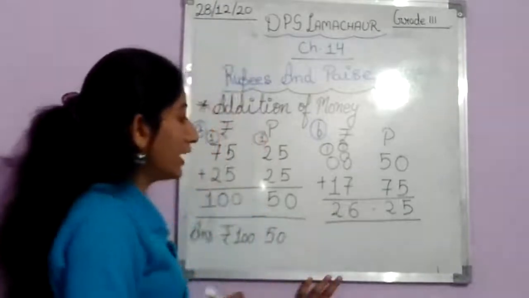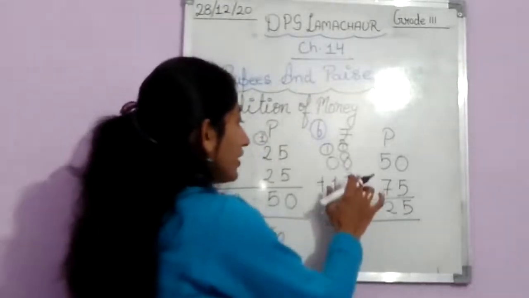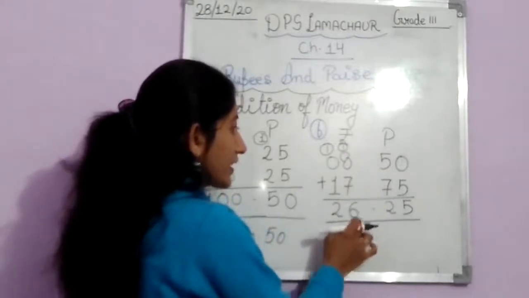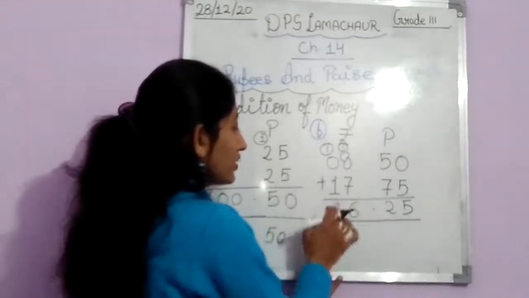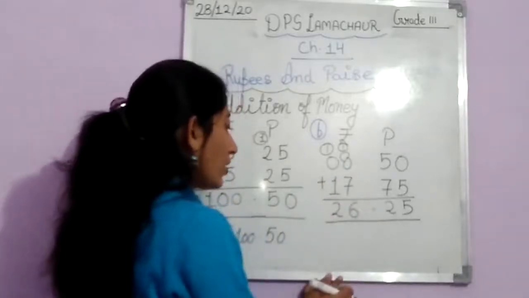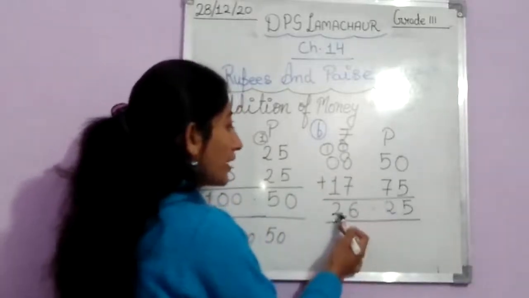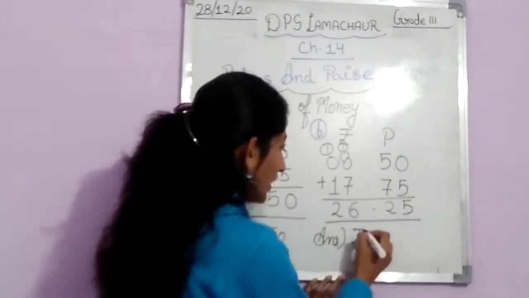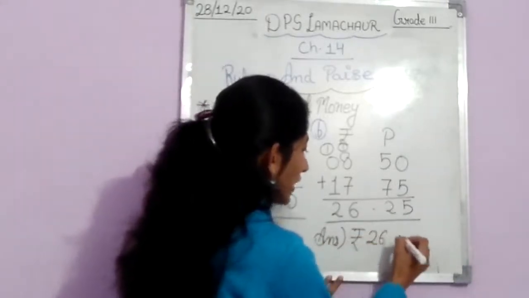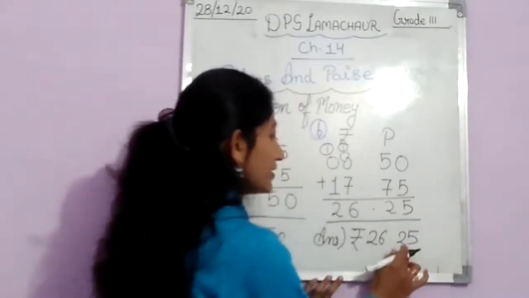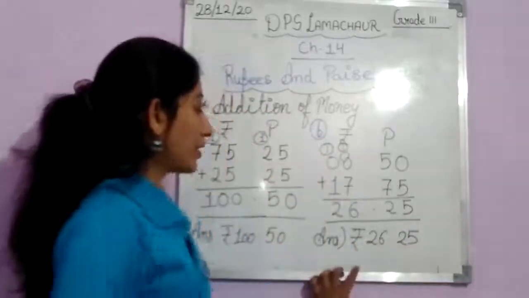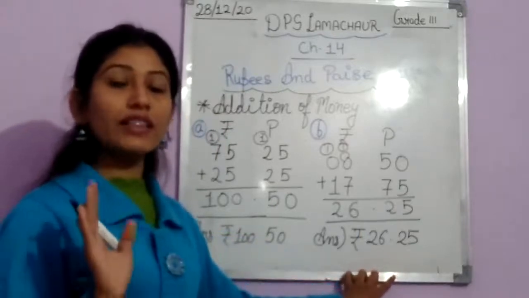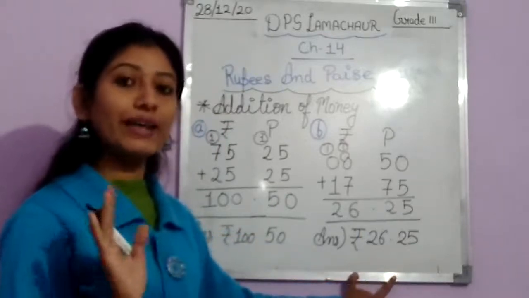What are we getting? 7 and 1 carry is 8, 8 plus 8 is 16, we write 6 and 1 is again carried, 1 plus 1 is 2. What we are getting is 26. So what is the answer? Rupee 26 and 25 paisa, 26.25. 0.25 means this is 25 paise. 26 rupee 25 paise. So in this way we have to do addition of money.